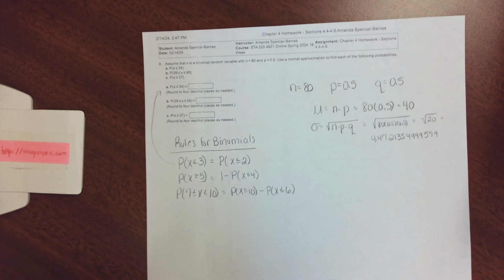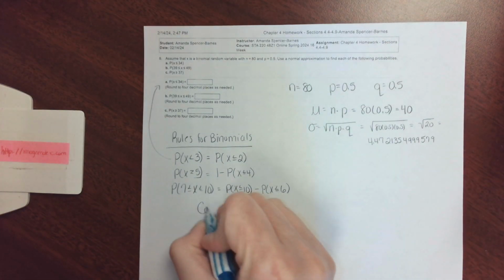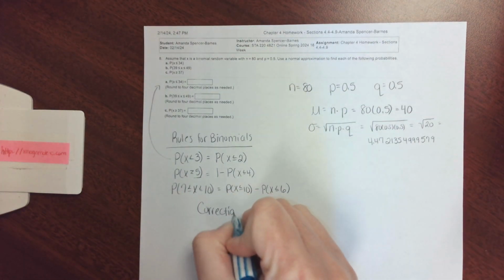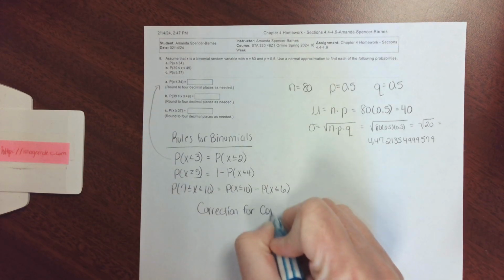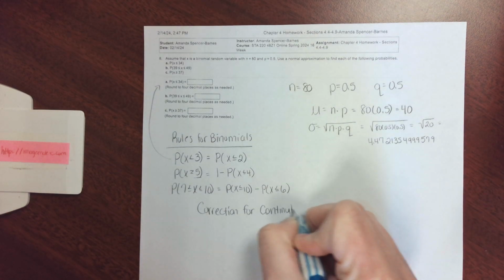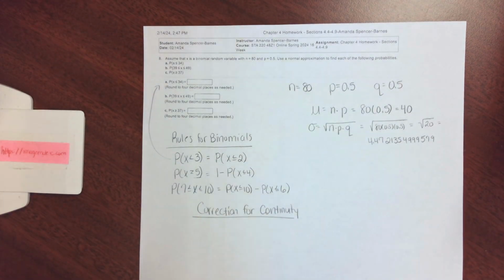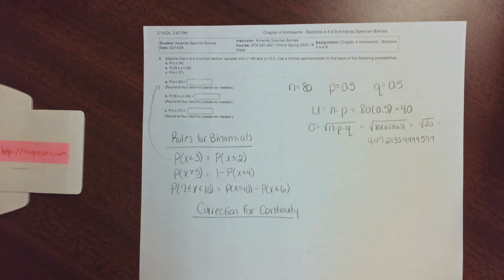We also have something called a correction for continuity. And we have to use this because a binomial probability distribution is discrete. It is not continuous. And so what we are trying to do with a binomial probability distribution is get as close to our value as possible. And so we compensate with this correction for continuity.